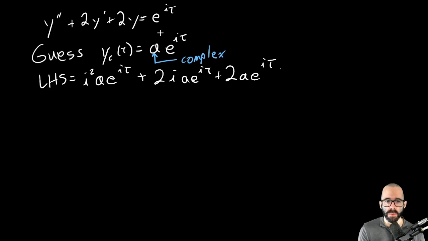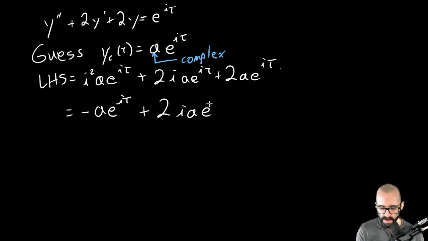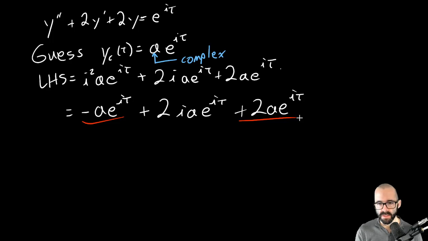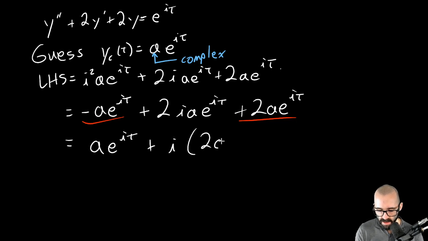But before we make it equal to the right-hand side, let's clean this up. This just becomes negative a e to the it. This doesn't really simplify. And then we have a positive 2a e to the it. Okay, we're pretty close. We can combine these. Minus 1a plus 2a is going to give us 1a e to the it, plus, I'm going to write it like this, i times 2a e to the it.